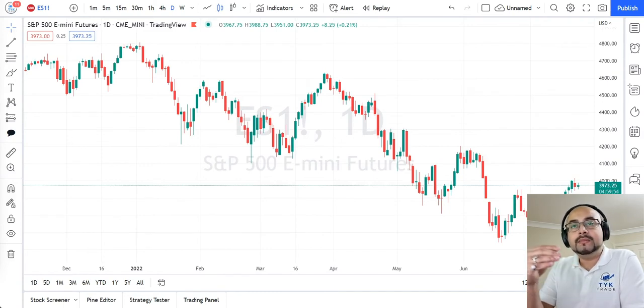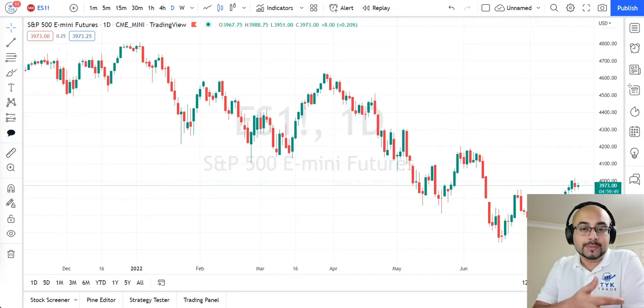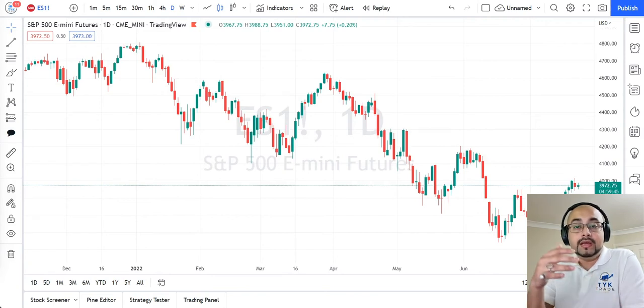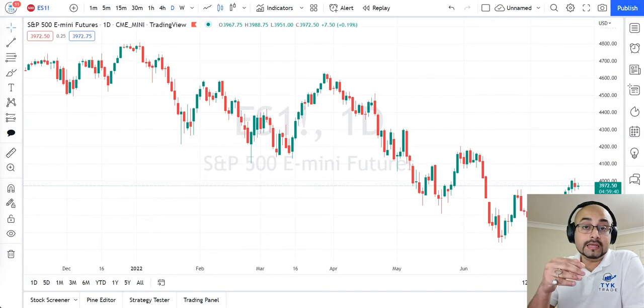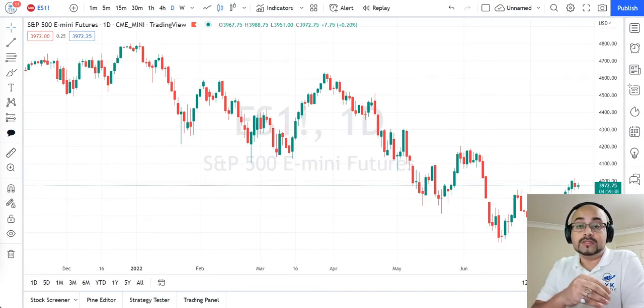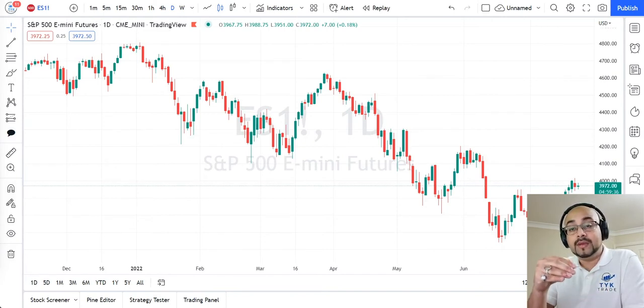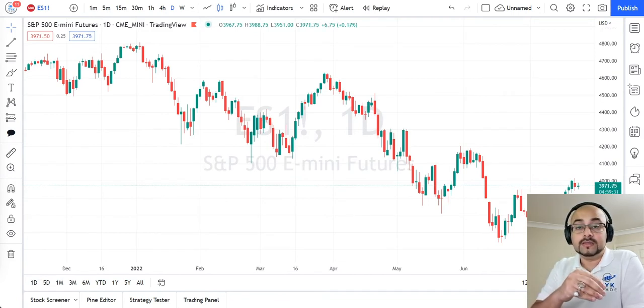A security can be considered to be in an upward trend, a downward trend, or a sideways trend. An upward trend of a security is considered when it is forming higher highs and higher lows. A downward trend is considered when an equity instrument is forming lower highs and lower lows. And a sideways trend is considered when it's going sideways. That means the highs and lows are just in a range typically.